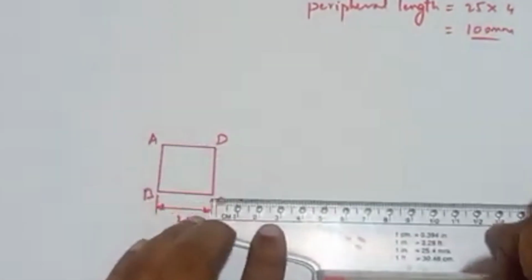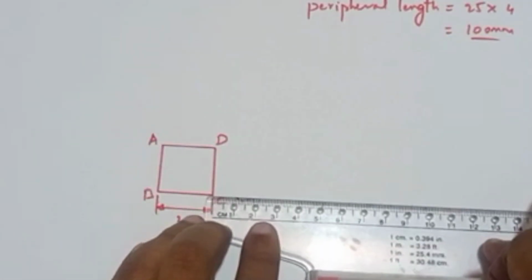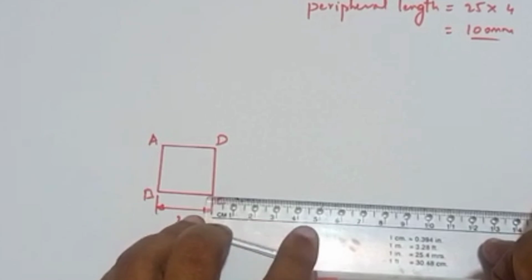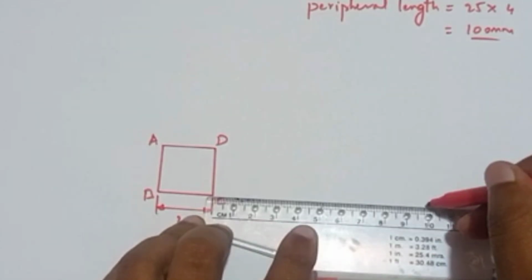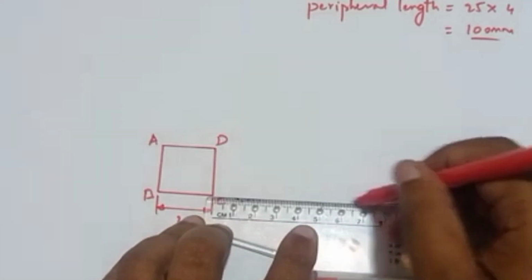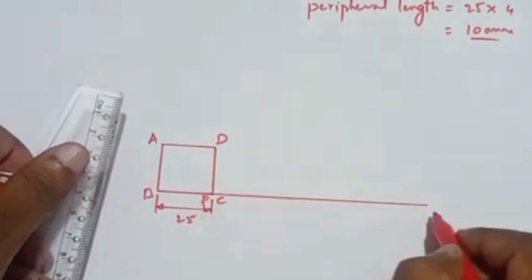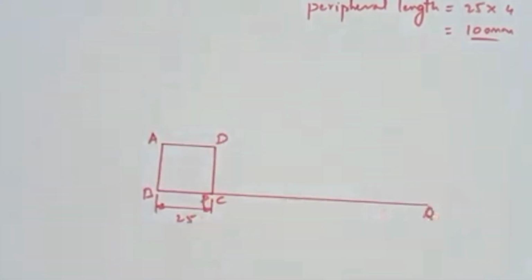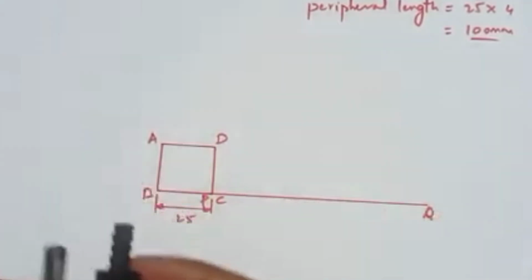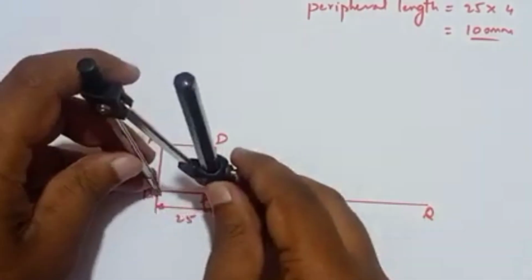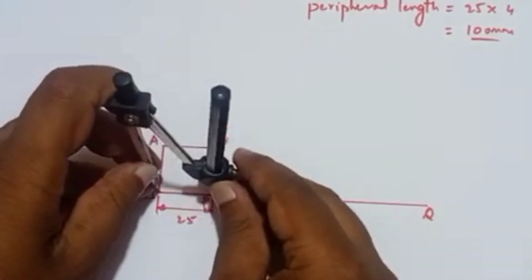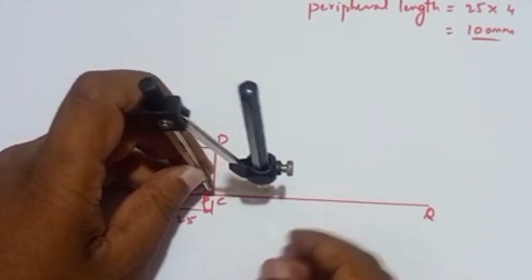Now I will draw that peripheral length here. From that corner C, draw a line of length 100 mm. 100 mm means 10 centimeters. Draw a horizontal line, and you can mark that as PQ. Take the compass, measure this 25 mm, and we have to cut 4 arcs here.